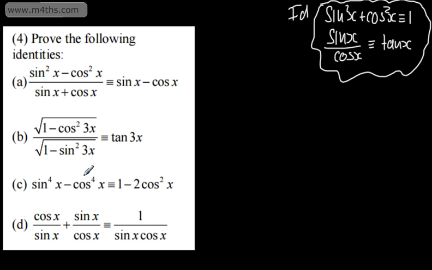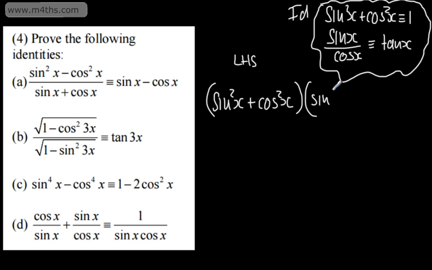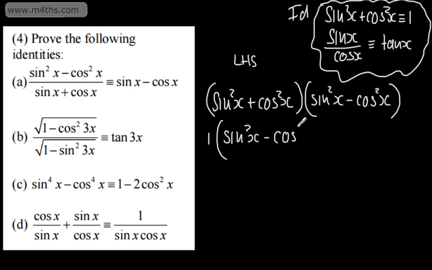Okay, again, I'm spotting the difference of squares. So what I've got here is sine squared x plus cos squared x multiplied by sine squared x minus cos squared x. This is the left hand side, so if you want to state to the examiner you're working on the left hand side. Sine squared x plus cos squared x is 1, so I'm going to have 1 lot of sine squared x minus cos squared x.